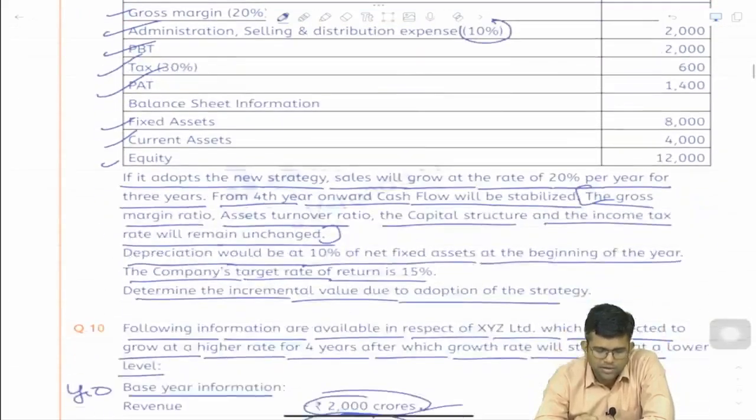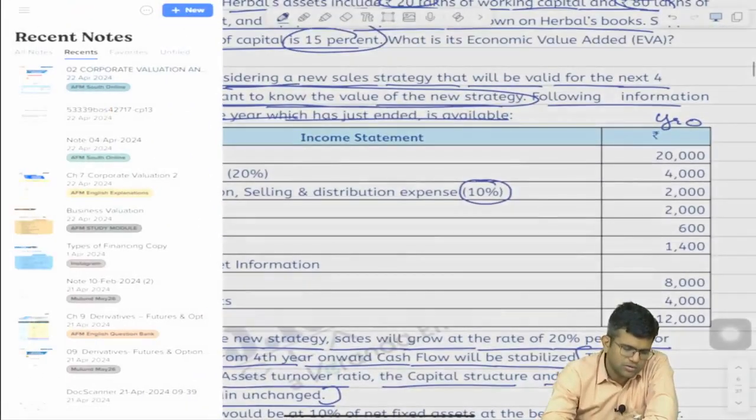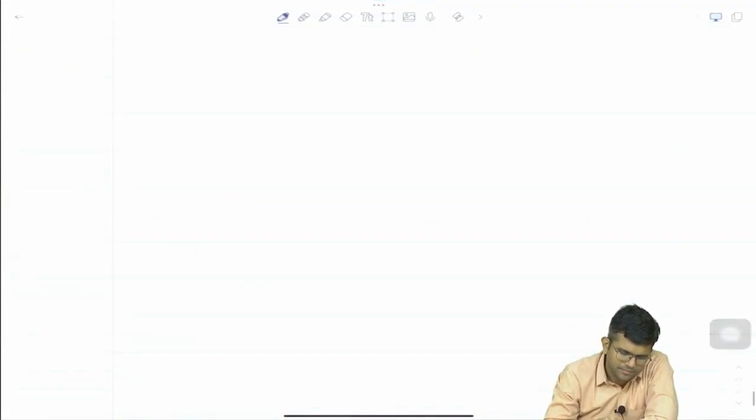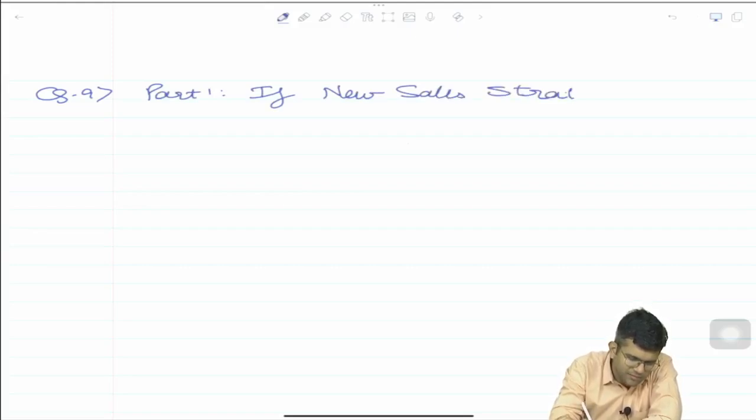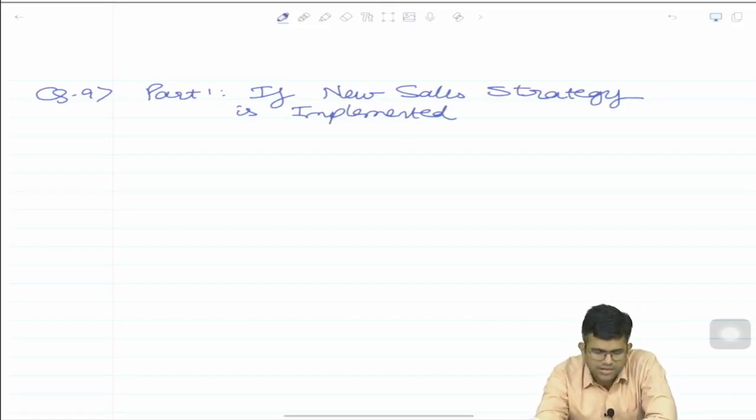Okay. Now students, very simple. In the notebooks, write down question number 9. Write down part 1. If new sales strategy is implemented.